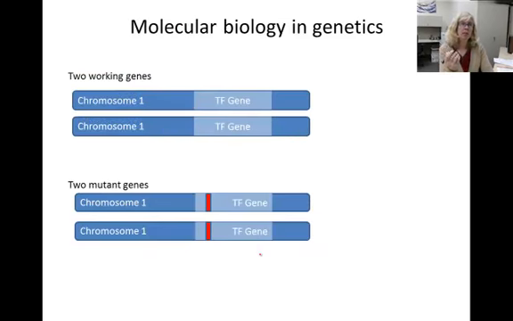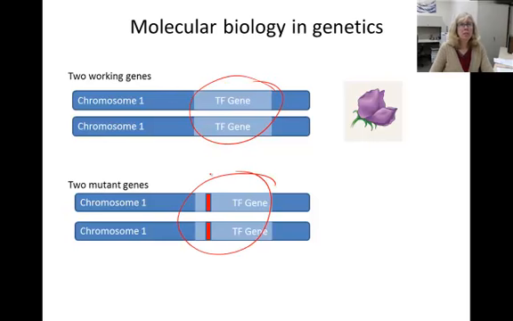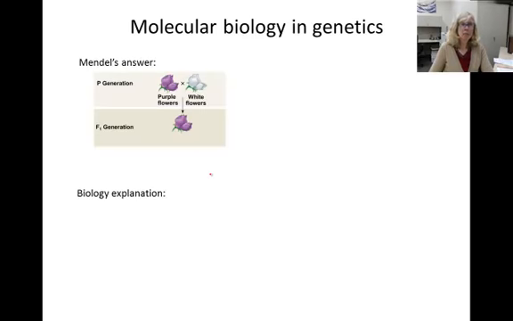So if an organism has two working copies of the allele, it makes the pigment and the flower is purple. If an organism has two broken copies of the gene, it cannot make the pigment and the flower is white. But what about a heterozygote? Well, Mendel showed us what would happen. When he crossed the pea plants, all the heterozygotes were still purple.